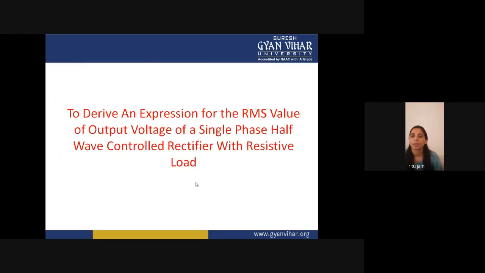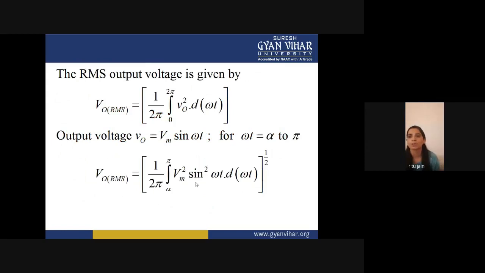Now we derive an expression for the RMS output voltage, because we have already derived an expression for the average value of output voltage. In this lecture, we will derive the RMS value of output voltage for the single phase half wave controlled rectifier with resistive load. The RMS output voltage is given by V RMS equal to the square root of 1 by 2 pi integration from 0 to 2 pi of Vo square d omega t, where the output voltage Vo is equal to Vm sin omega t, for omega t equal to alpha to pi.